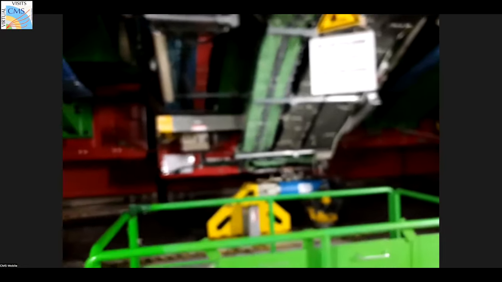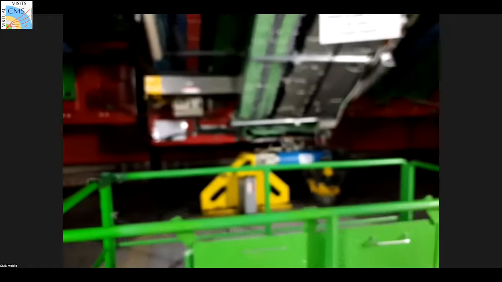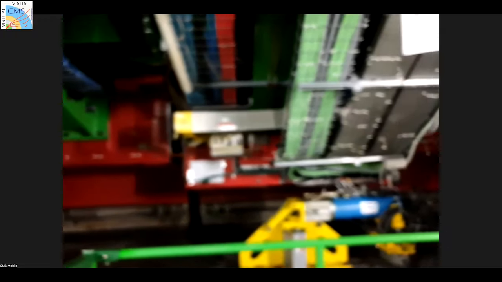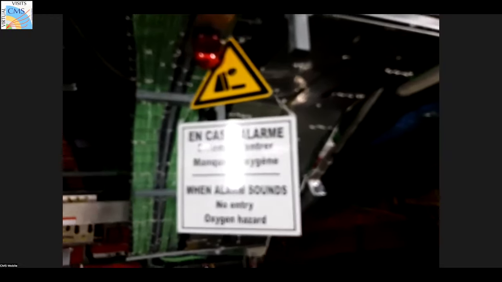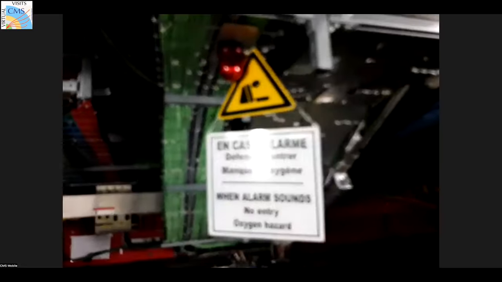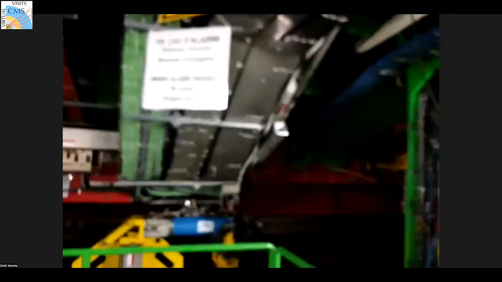And here you can see, we have a huge bottle of helium on top of the detector to cool down the magnet, and we have also other gaseous detectors. In case of a leak of gas, we have an oxygen alarm that would go off, and we have to wear a mask or get away from the danger, depending on where we are.